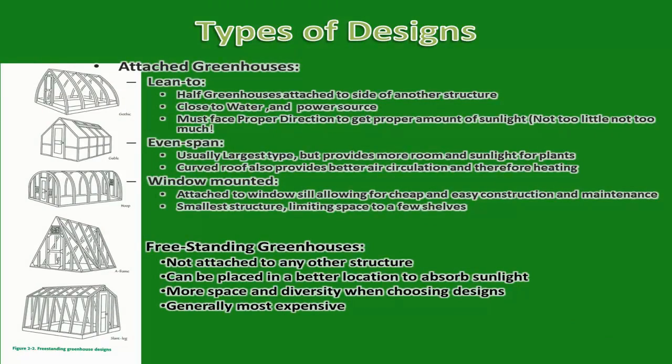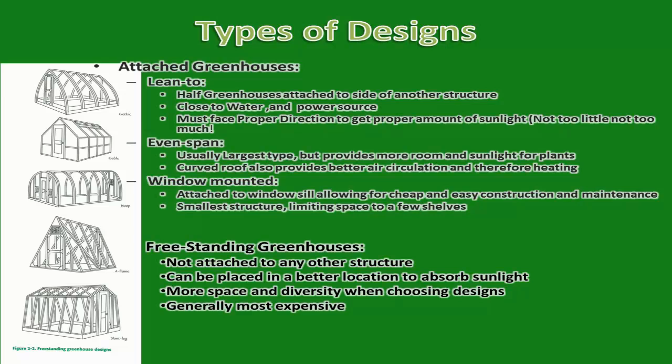There are really two categories of greenhouses, attached and freestanding. As the name implies, attached greenhouses rely on another structure for their stability. A freestanding greenhouse, however, stands on its own. There are specific designs that are unique to each category. Their names lend themselves to what category they are in.